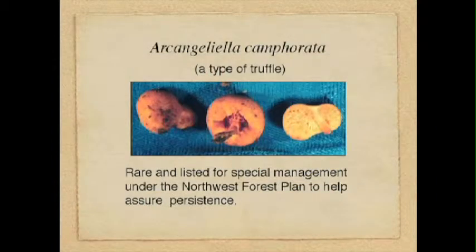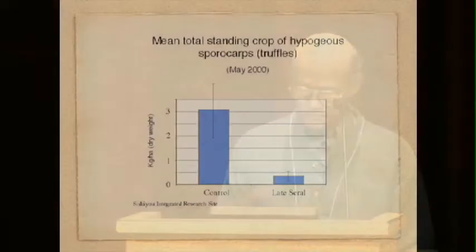And this was the one finding I wanted to emphasize from this particular study for you. This type of truffle, Archangeliella camphoraita, is rare, and we happened to find a fair amount of it in that particular Pistol River basin on our study sites. So we had the opportunity to study its response to the green tree retention that we would not have other places. And it's listed for special management under the Northwest Forest Plan. So it has some management interest in that way.